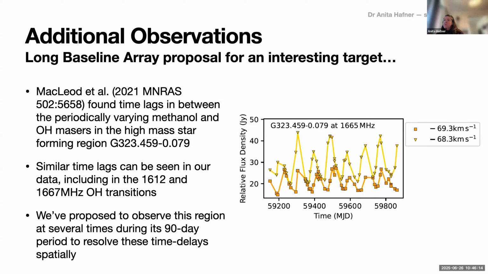So we've proposed some new observations with the LBA, the Australia Telescope National Facility Long Baseline Array, which includes telescopes all over Australia, with some pretty serious baselines that we should be able to resolve. There were some other LBA observations of this region, and they were able to resolve the masers. There have been significant changes in the region since then, so that's why we want to look again.